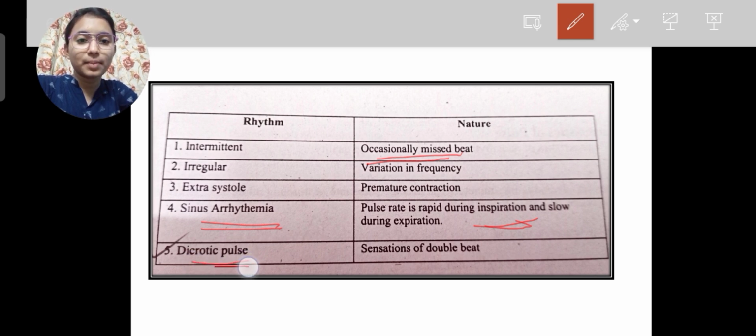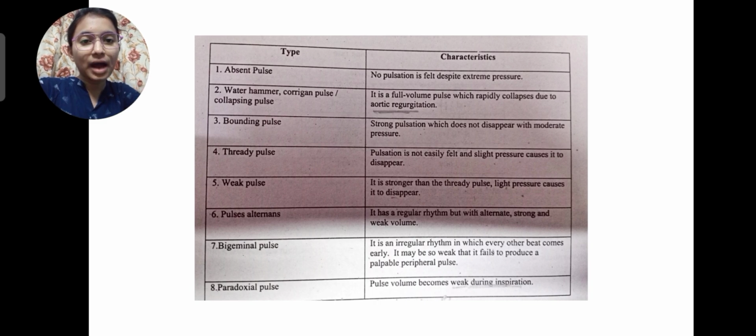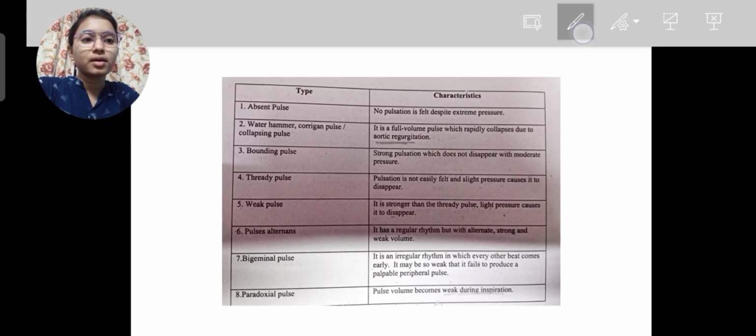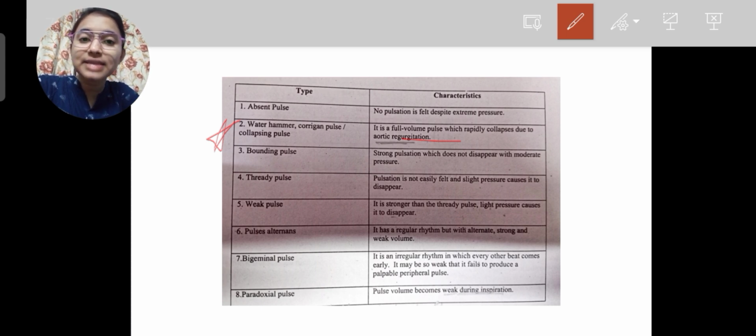Then the dicrotic pulse: di means double, so a sensation of a double beat. Okay, so this is the dicrotic pulse. Now, what are the abnormalities in the volume of the pulse? The most important is the water hammer Corrigan pulse. In this, there is a sudden full volume of pulse followed by a sudden collapse. Full volume pulse and sudden collapse of the pulse is known as the water hammer Corrigan pulse.